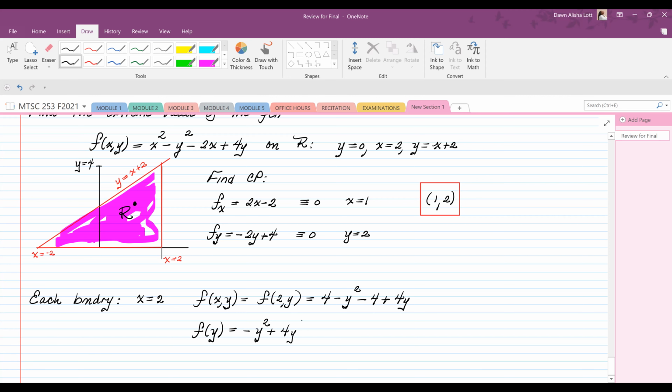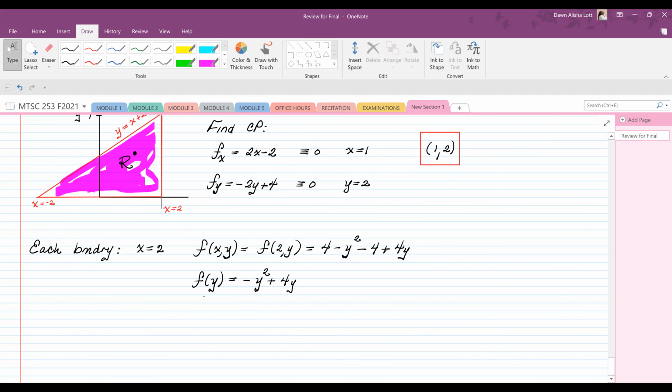Take its derivative. Negative 2y plus 4. Oh wait, that's the same thing as at the top. So it gives you y is equal to 2. And then what was x? 2. So that gives you the point (2, 2). We got that y before, but not that x. So now we get the point (2, 2).